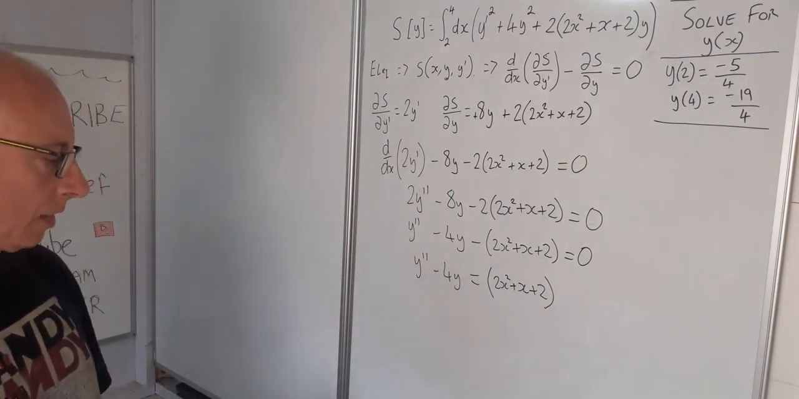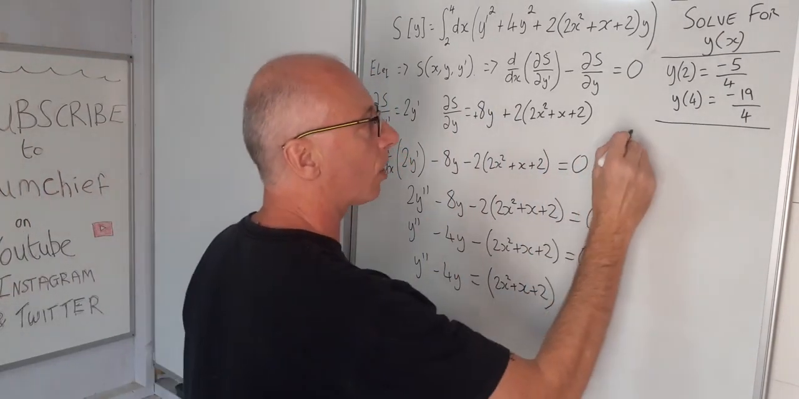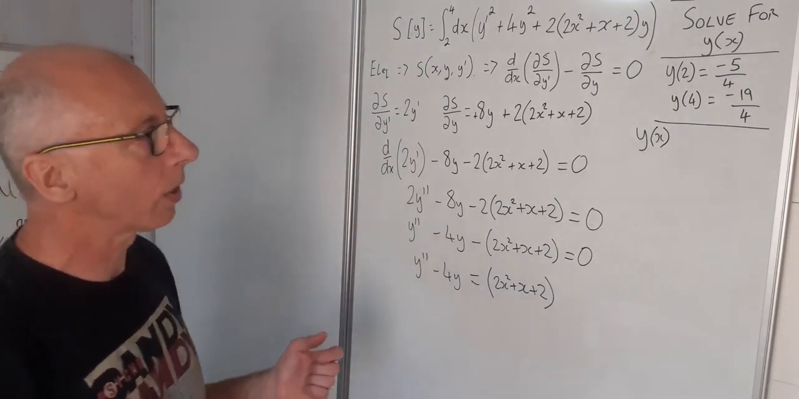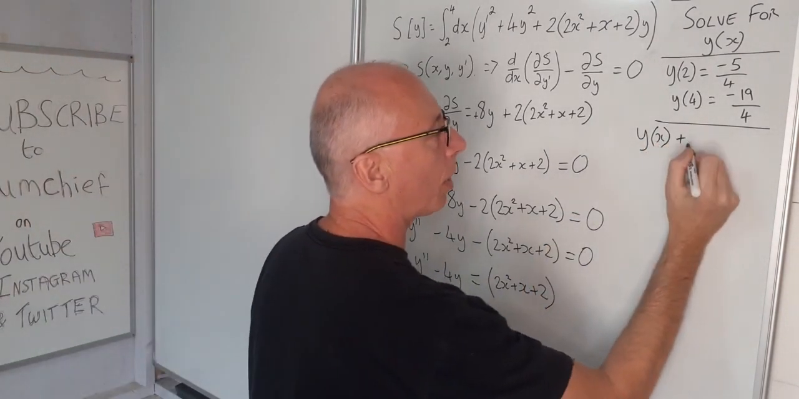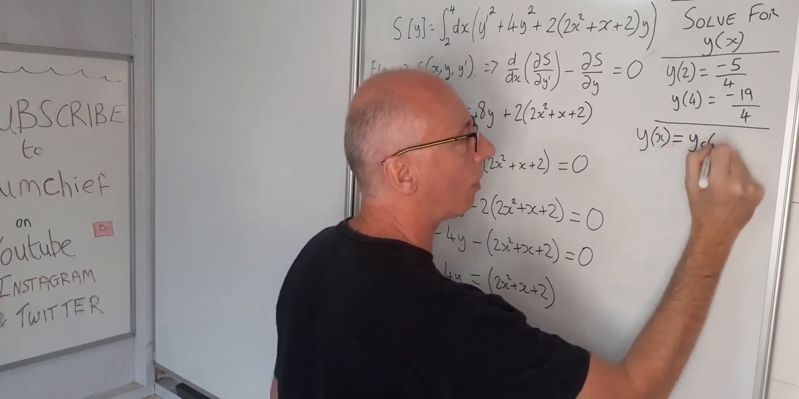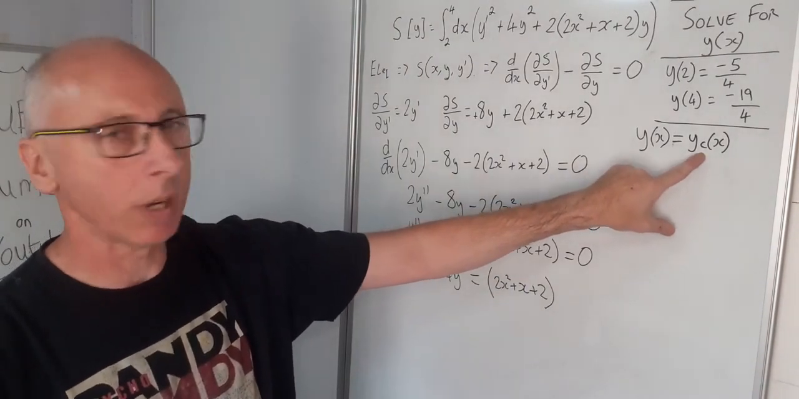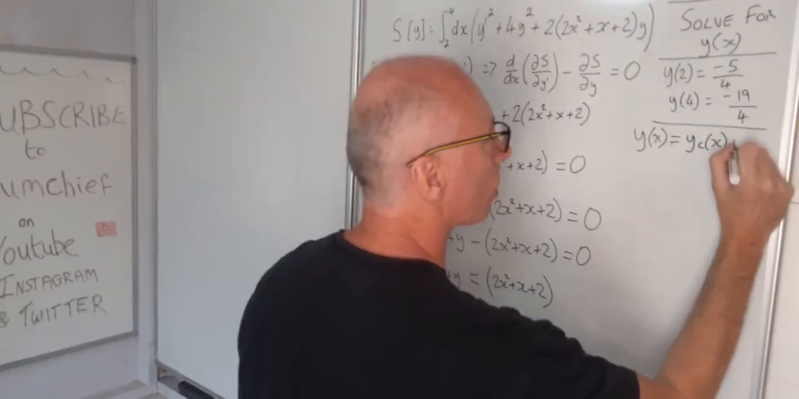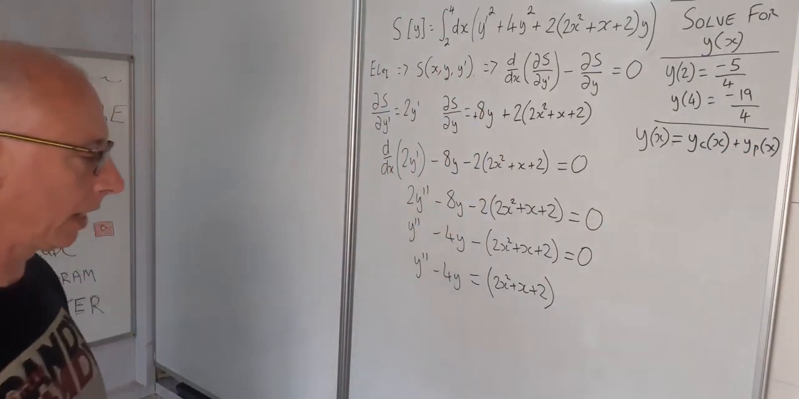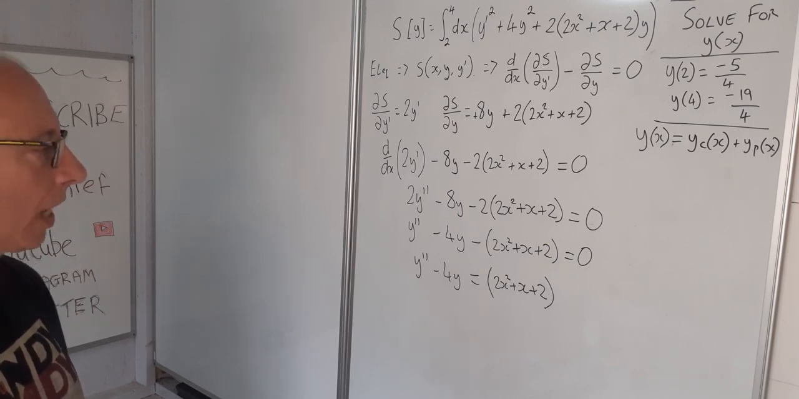So the format for y of x, which is what we're trying to look for, let's just write that up here. y of x will be split up into 2 calculations: the complementary function, y subscript c of x, plus the particular solution with regards to x, that's y_p of x. Okay, so that's the first stage.